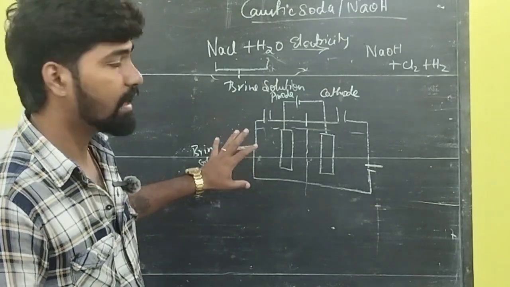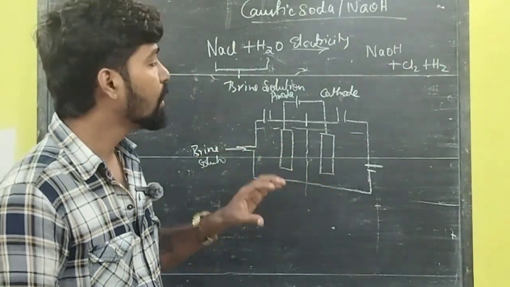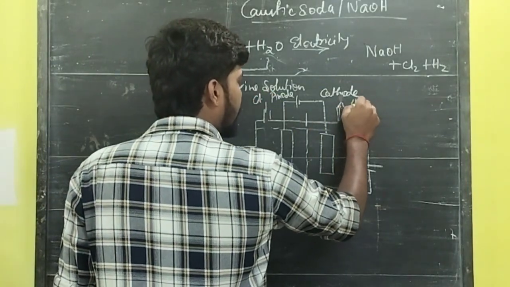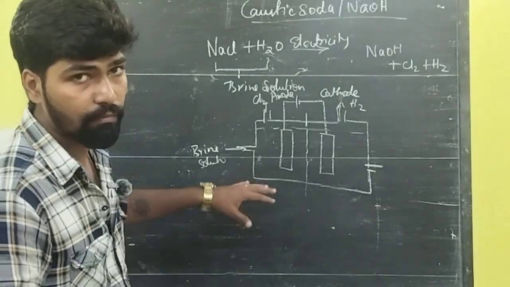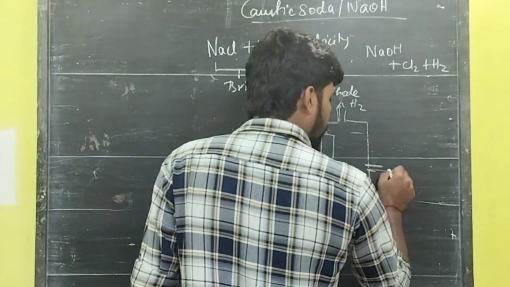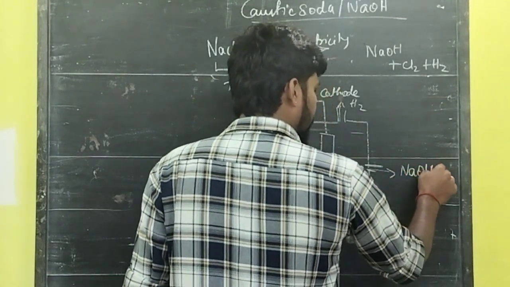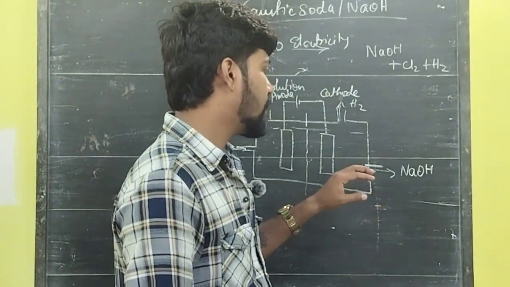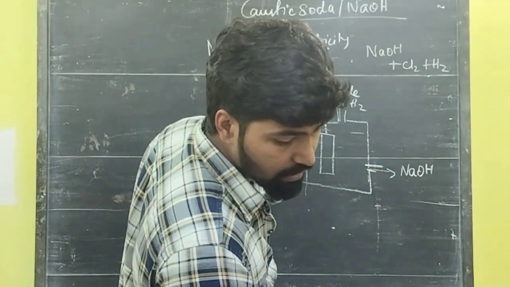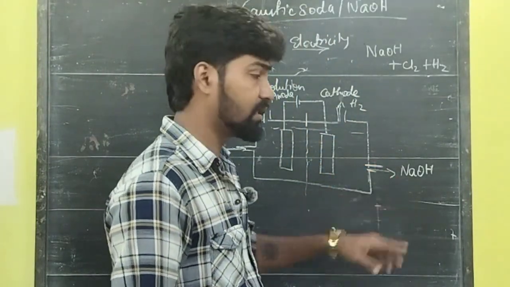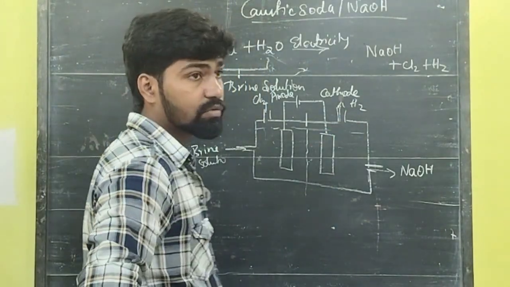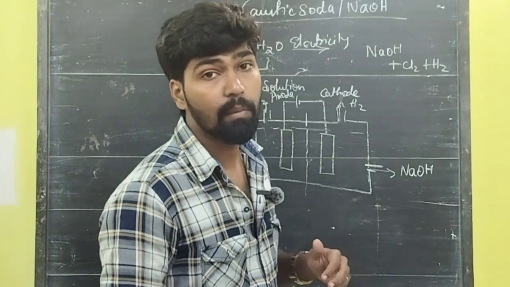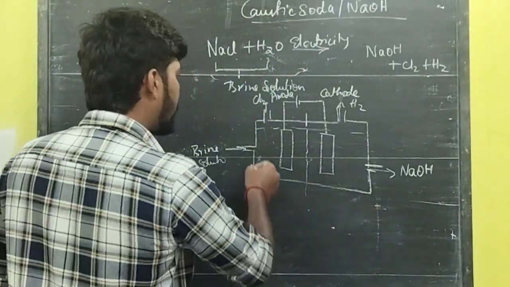And what happens when the electricity is passed through this, the electrodes will release two gases. From the anode side you will get chlorine, and from the cathode side you will get hydrogen. These are the two gases evolved during this reaction, and at the outlet we get NaOH. Here NaOH is used for degreasing of metals, and also for detergents, soaps, and other things. Whereas hydrogen gas is used as a fuel, and also for manufacturing of ammonia, which is used for fertilizers.